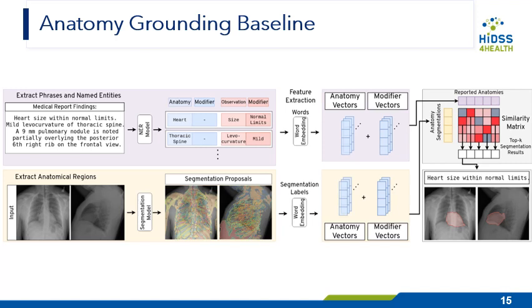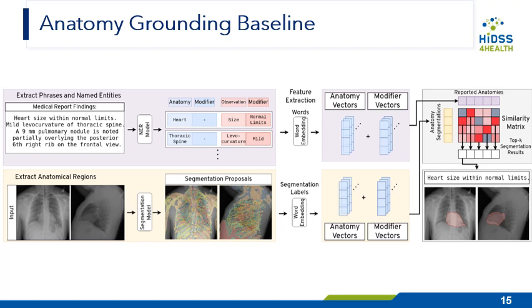Given a medical report, we extract anatomy, the observation, and their modifiers using a named entity recognition model. We extract features for all of these words using a pre-trained model such as BioSentVec or BioWordVec. We then add the features from anatomy and the anatomy modifiers to gain the representation of the reported anatomy of a sentence.